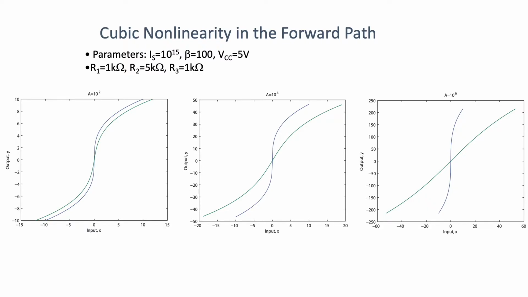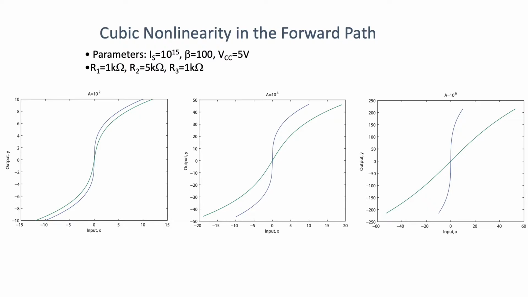So at a gain of 10 to the power of 2, you will see that the closed loop and the open loop transfer function are about the same in terms of nonlinearity. I mean, you have reduced the nonlinearity a little bit. The green curve is the one you get after closing the loop.